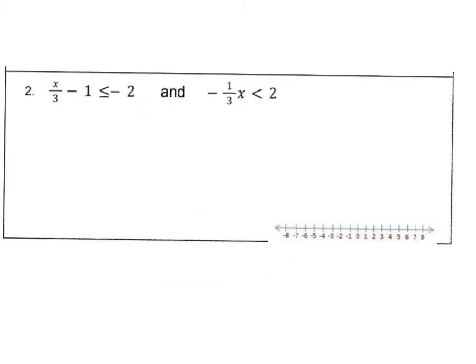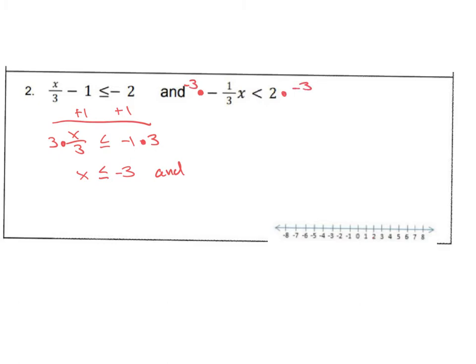Okay, let's look at example 2. Again, we just need to start by solving. x divided by 3 is less than or equal to a negative 1. When you have to divide by 3, we're multiplying by 3. So now x is less than or equal to negative 3. Now this is going to be and whatever is happening over here. Again, we need to multiply by the reciprocal.